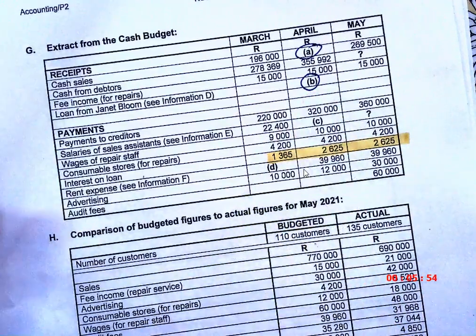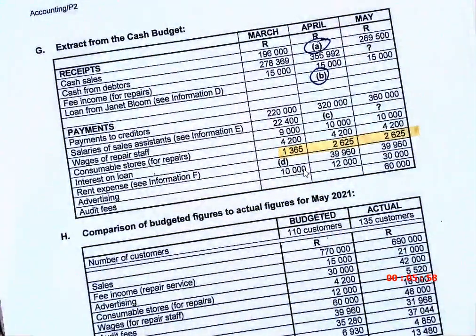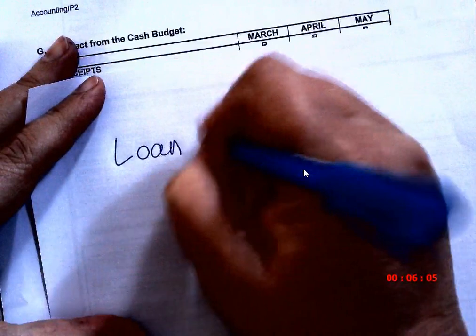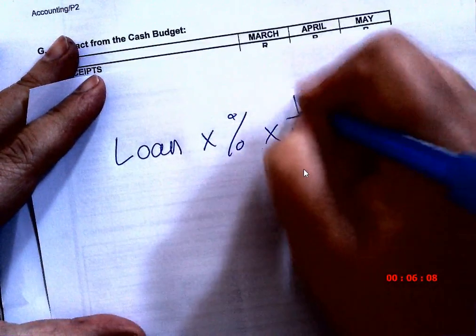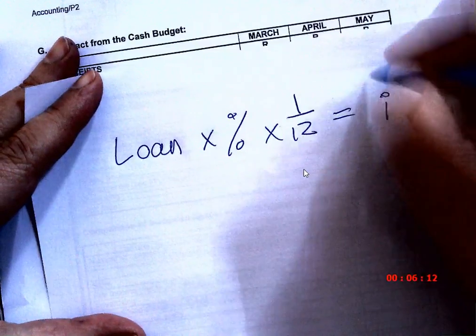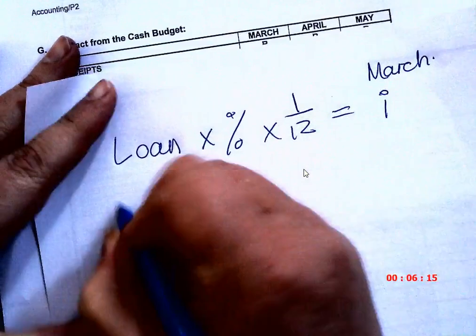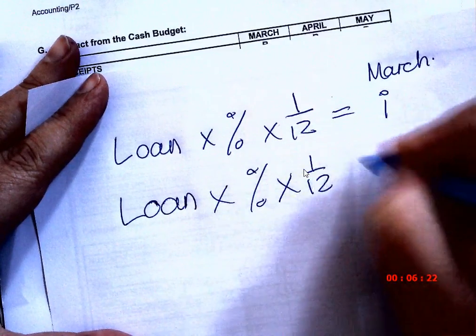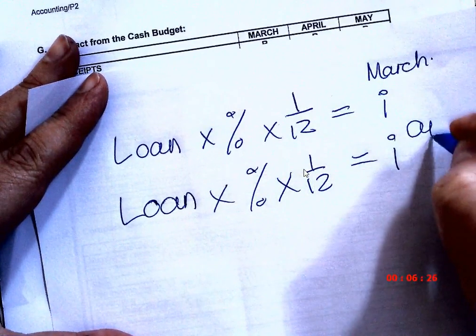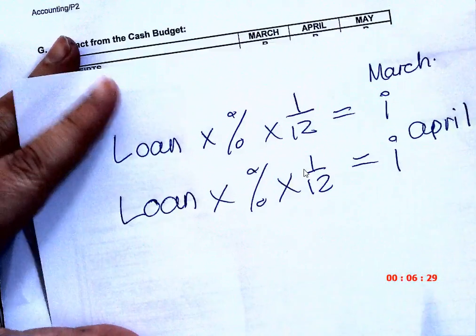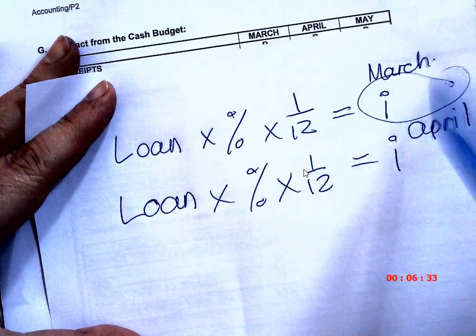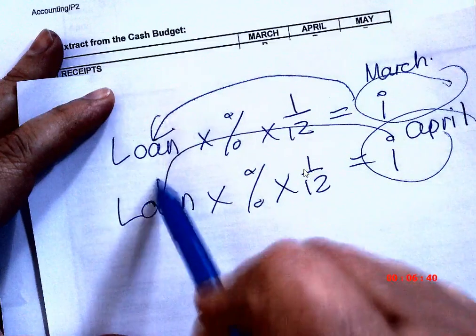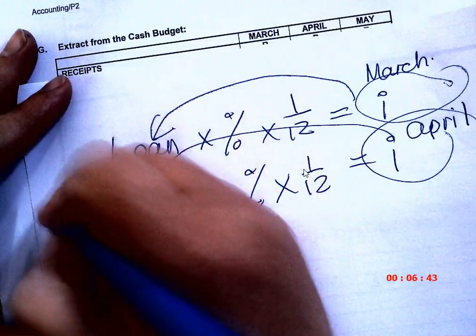Now I'm going to write this nice and big, and I need you to please listen. So what you know is if you take the loan and you take the percentage and you take the months, 1 month, you get the interest for March. Right? If you take the loan for April, the total loan, the percentage times 1/12, you'll get the interest for April. Okay. Now, can you see? They gave me this. So I can work it back to the loan for March, and I can work it back to the loan for April, and then the difference would be the new loan.